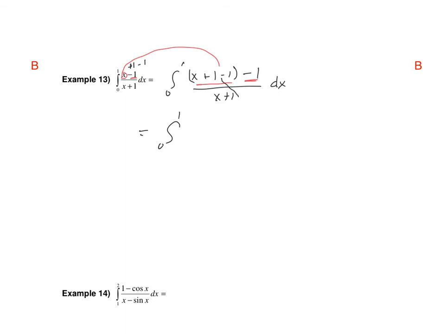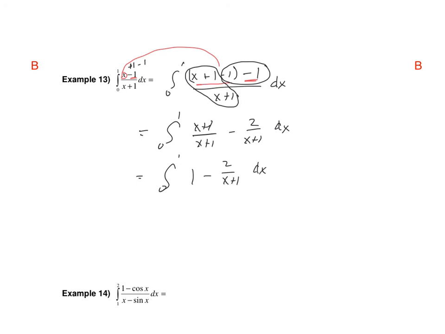So now I can split my denominator like we did before. So I've got x plus 1 over x plus 1, and then I've got minus 2 over x plus 1. So now I've got really the integral of 1 minus 2 over x plus 1 dx, all right?